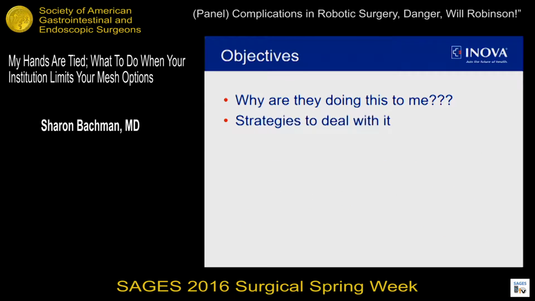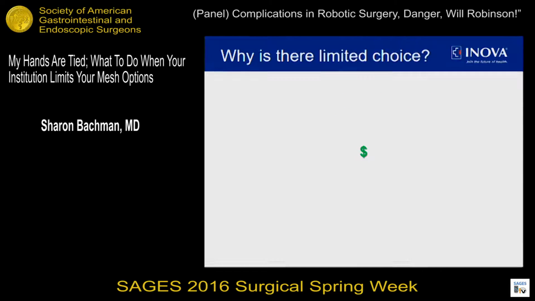If you're in that situation, your response is probably, why are you doing this to me? Why are you tying my hands? I go to shows like SAGES, I see these wonderful meshes, all these reps come in, they tell me how great their mesh is, and I can't use them. So there is a reason this is happening, and we're just going to talk briefly about the context and environment, and then we'll talk about strategies for dealing with limitations in your practice.